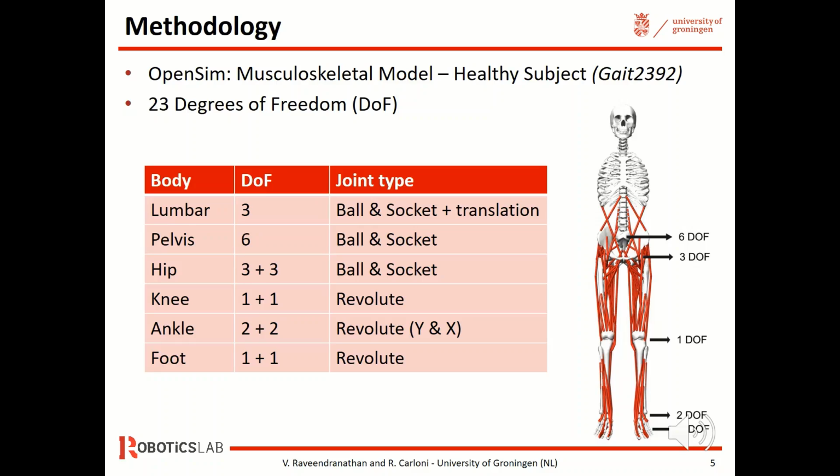In this model, they have 6 degrees of freedom at the pelvis, 3 degrees of freedom at each hip joint, 1 degree of freedom at the knee, and 2 degrees of freedom at the ankle for plantar flexion and dorsiflexion, and similarly 1 degree of freedom for the toes on the metatarsals. We decided to modify this lower extremity model for our osseointegrated transfemoral amputee.